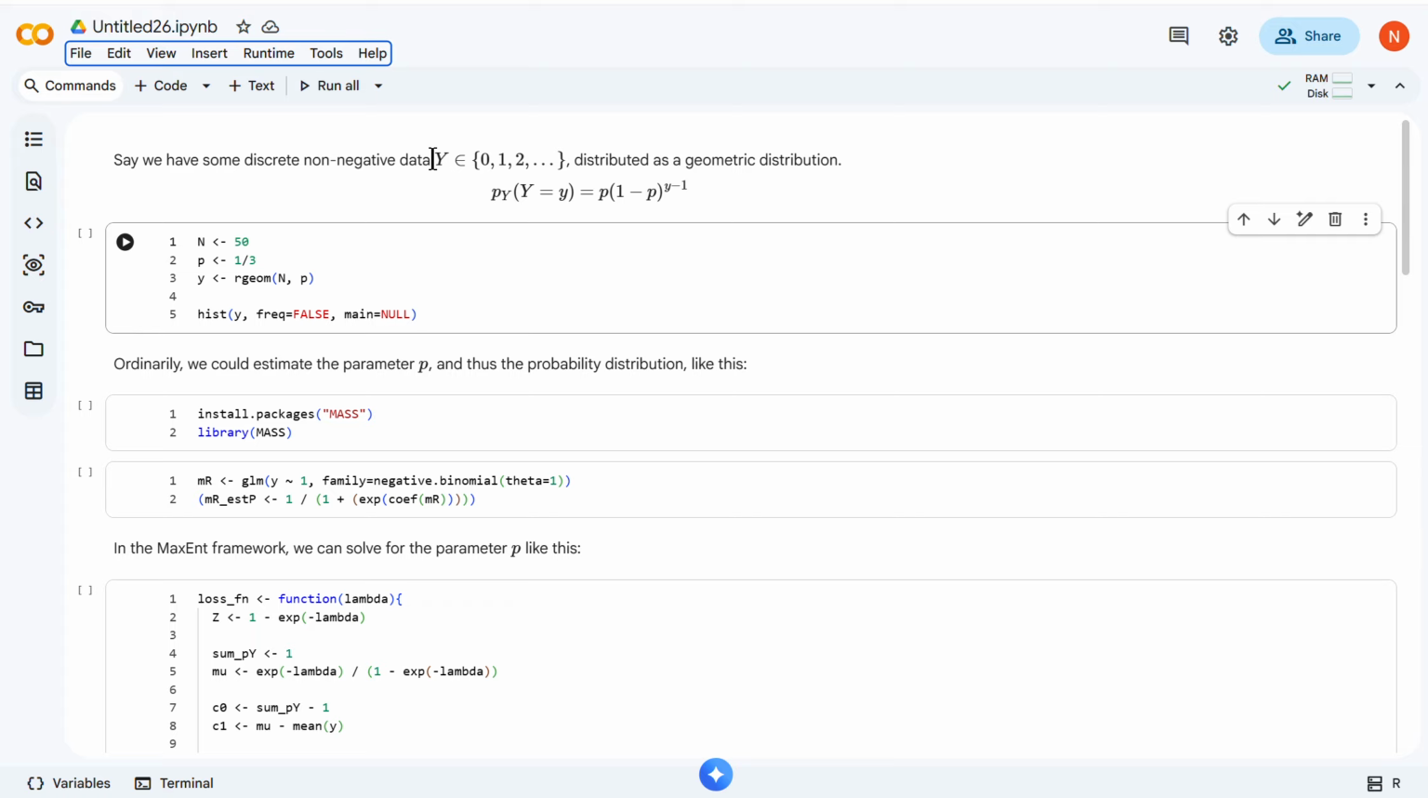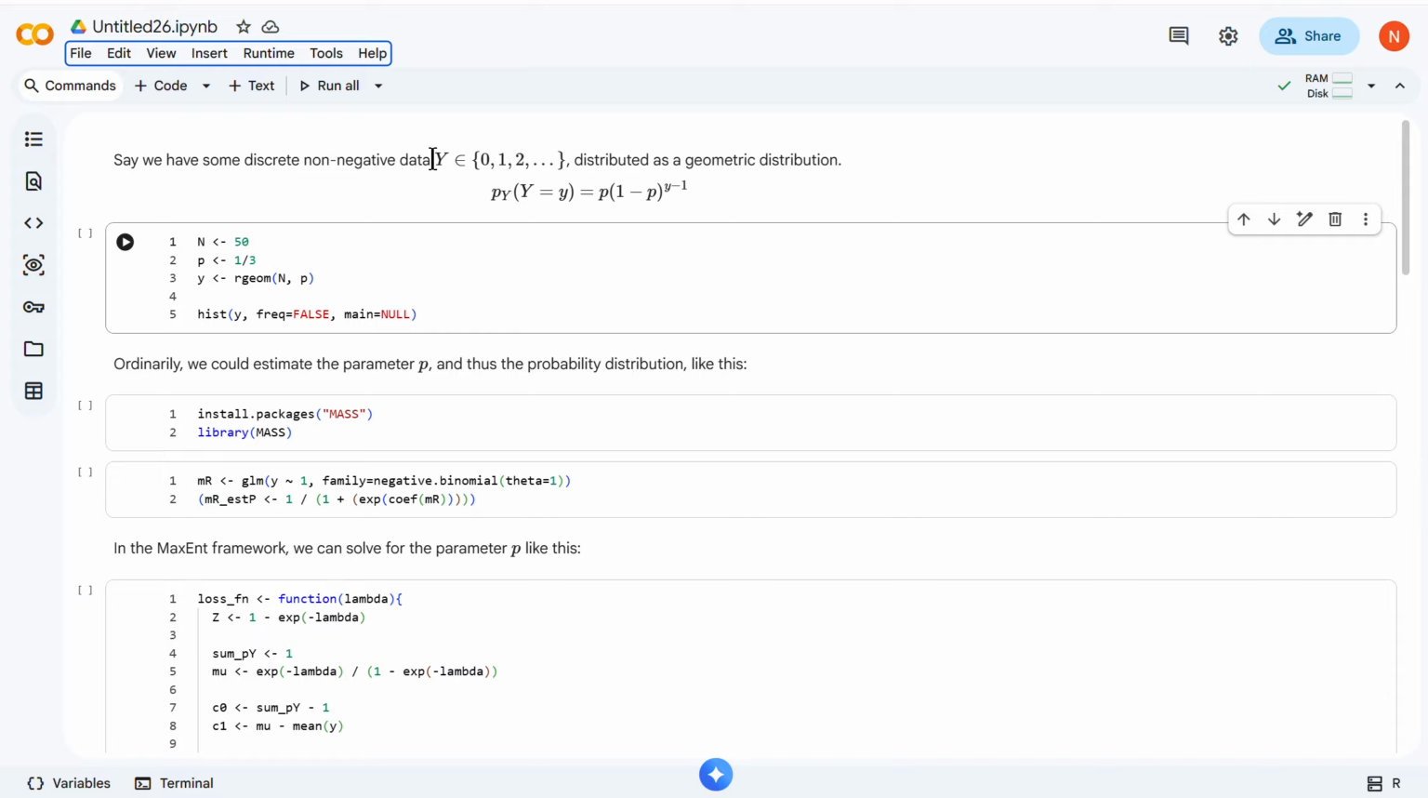It's p times (1 minus p) raised to the y minus 1 power, where p here is a parameter. It is the probability of a success. So you might use this kind of distribution to model how many tails you will flip before you finally flip a heads, where the probability of heads would be p and tails would be 1 minus p.